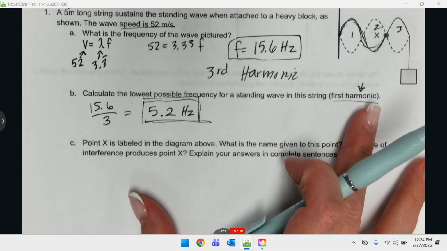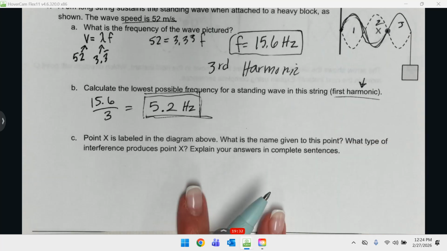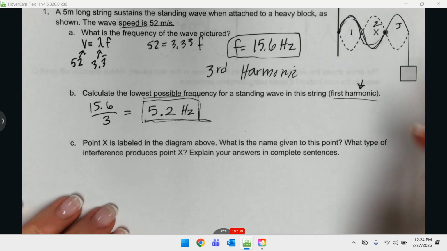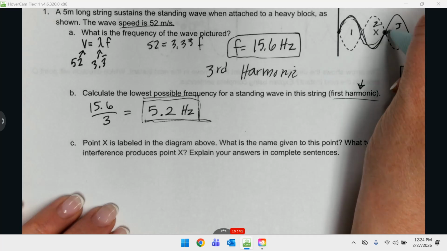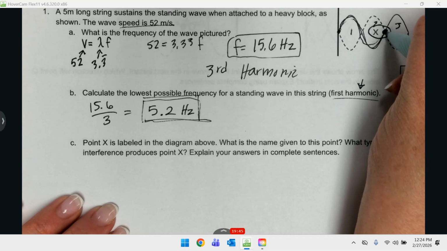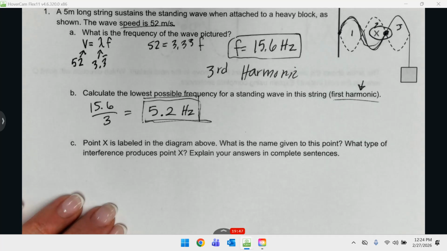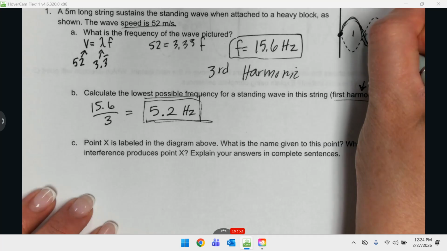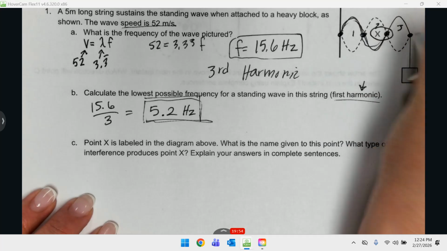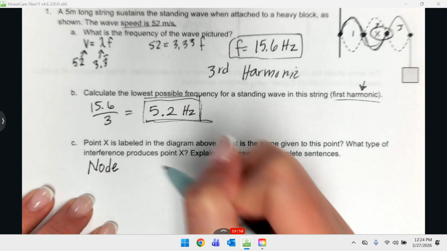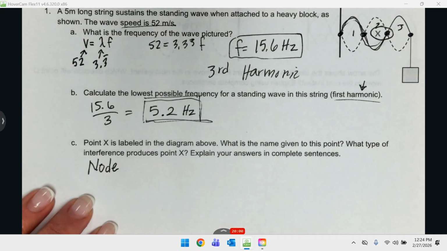All right, letter C says the point X is labeled in the diagram above. What is the name given to this point and what type of interference produces point X? So point X is right here. It is showing us this point kind of in the middle along that equilibrium line if you were to sketch it in. And there are several points like this on this wave. Those right there are called nodes. Okay, so the name given to that point is a node.